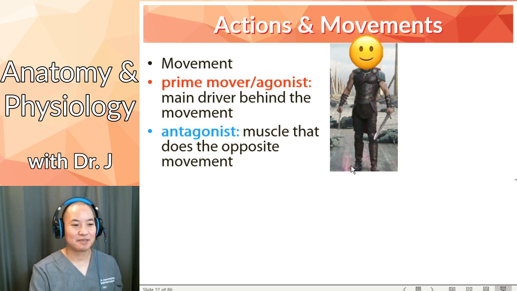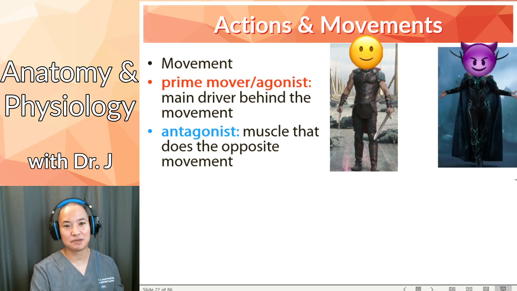So here's a prime mover. They're the one that moves the movie along, like a protagonist. The prime mover is the star of a movement, the main driver behind the movement. Whereas an antagonist is the muscle that's opposing the agonist. So it's like the antagonist in the story. They're opposing the main hero, the main mover.